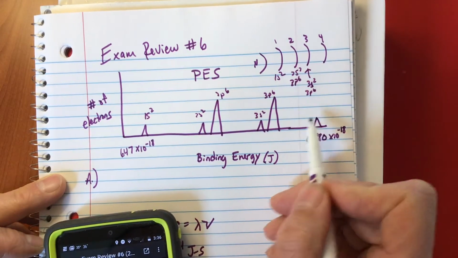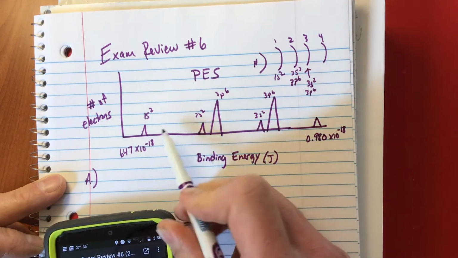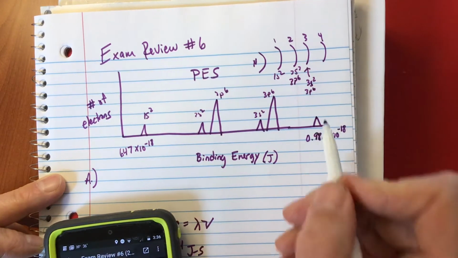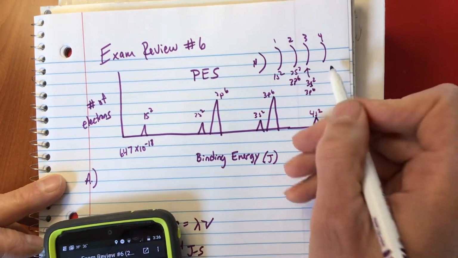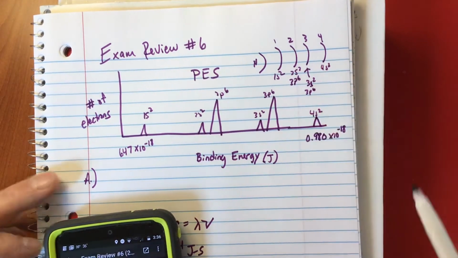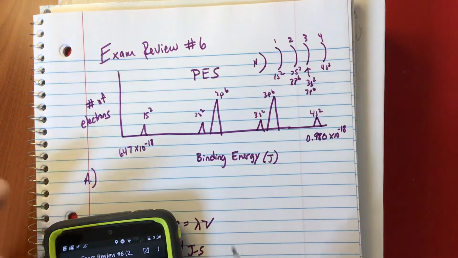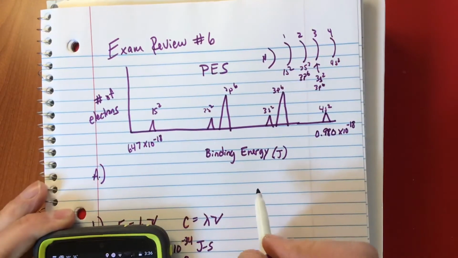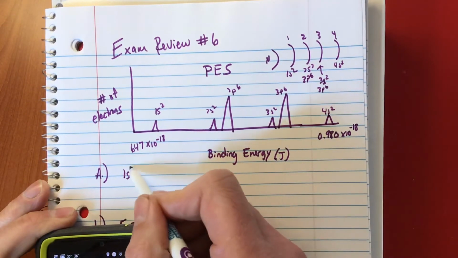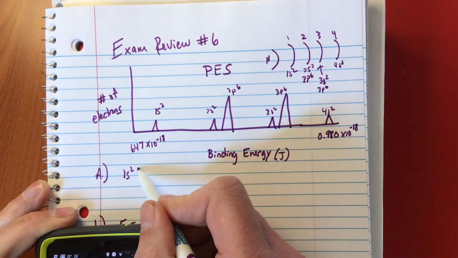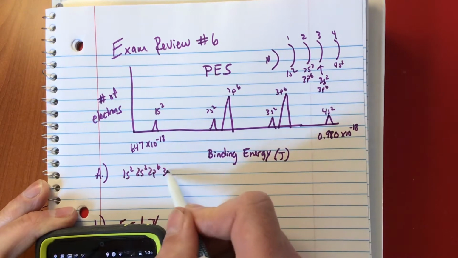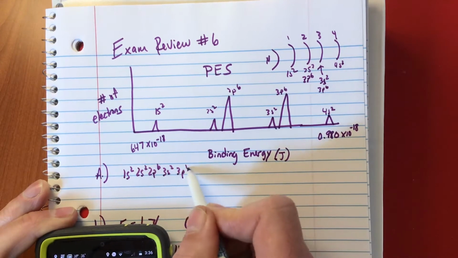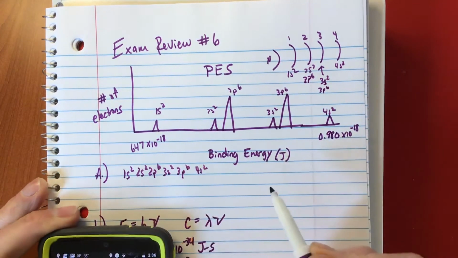is the same height as our other s subshells, I would say that this is 4s2. So I believe that would be our electron configuration right there. So our first answer for A, I think we got 1s2, 2s2, 2p6, 3s2, 3p6, 4s2.